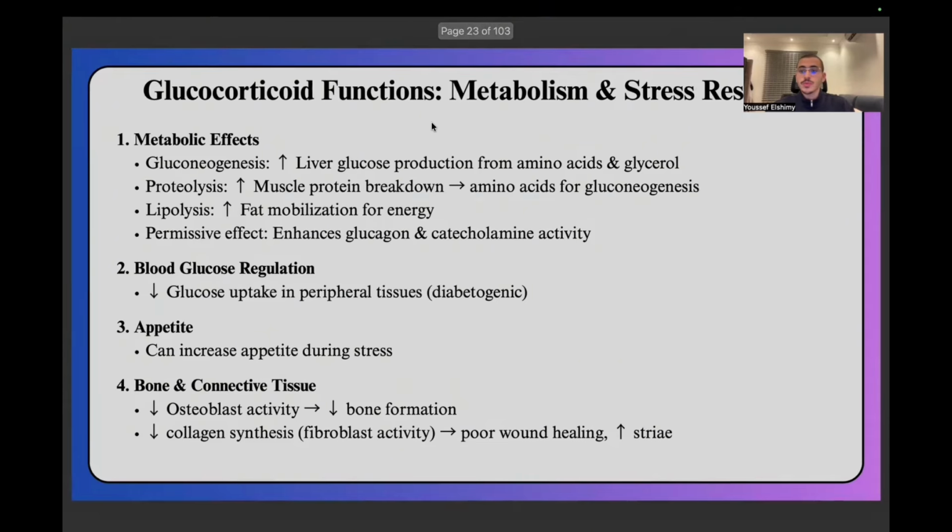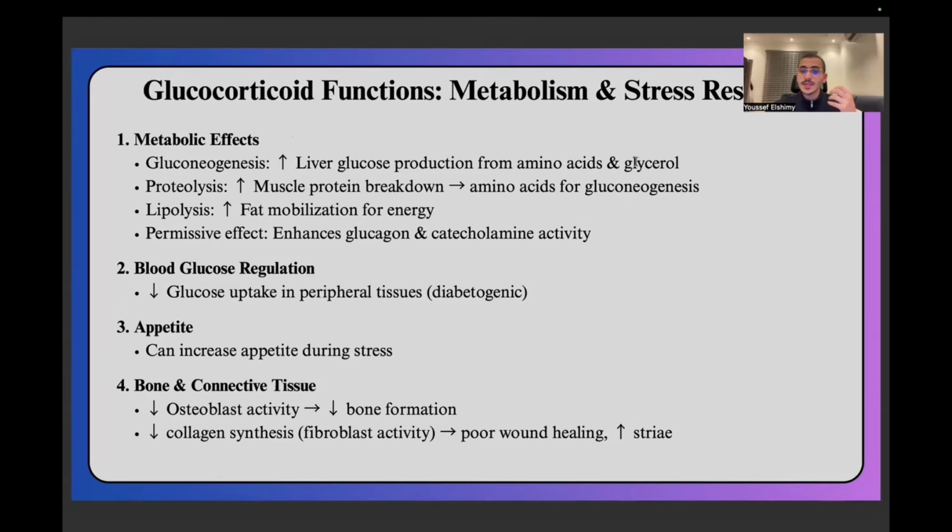All right. So we produce glucocorticoids, alhamdulillah. What are the functions of glucocorticoids? They have effects on metabolism as well as the stress response. Regarding metabolic effects, what happens is that you're in stress, or you need glucose in your body. So there's increased gluconeogenesis. The body wants to produce glucose. There's increased liver glucose production, and this happens from amino acids and glycerol metabolites.